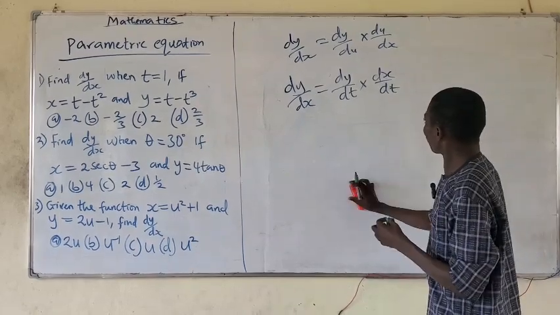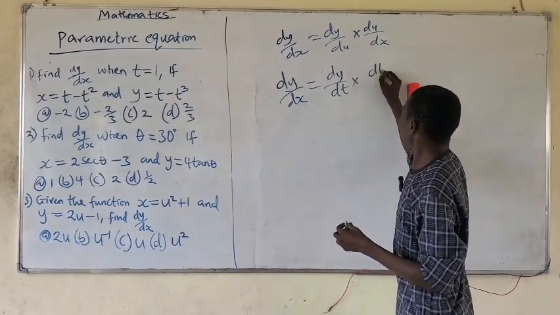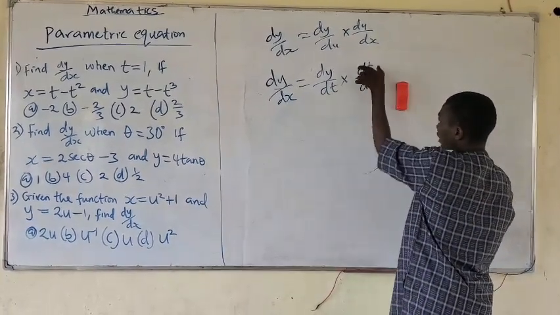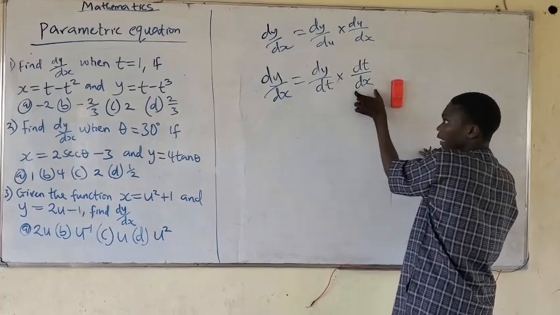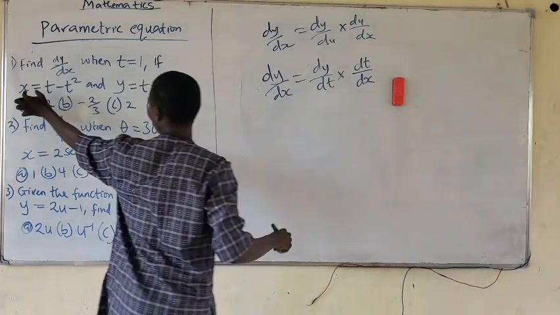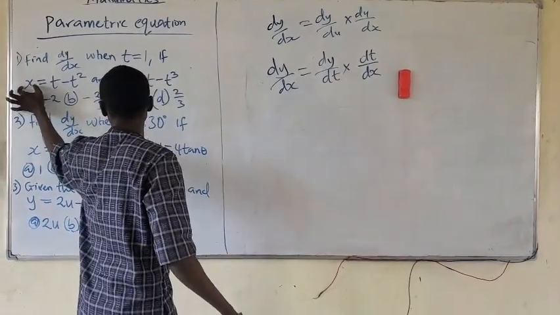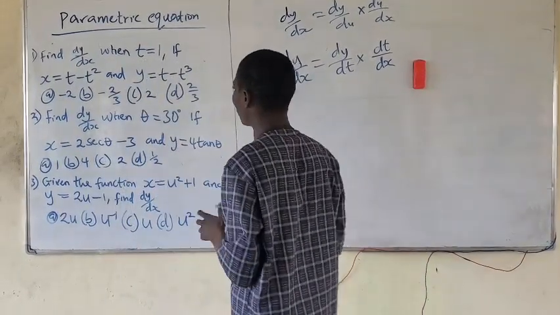So the formula I need here is, instead of writing dx/dt, it will be dt over dx, so that this dt can cancel this dt. We will now be left with dy/dx. But here, if you differentiate x with respect to t, it will give you dx/dt, not dt/dx. But let's just solve. We will understand it better.